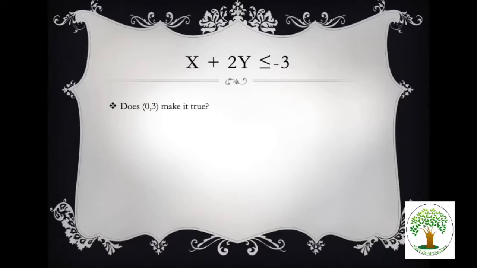Let's try it. So I plug a 0 in for x, and I have 2 times 3. Is that less than or equal to negative 3? No. So that ordered pair doesn't work. So that one's not true.